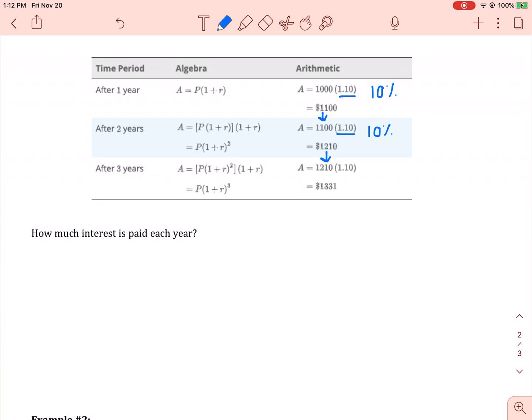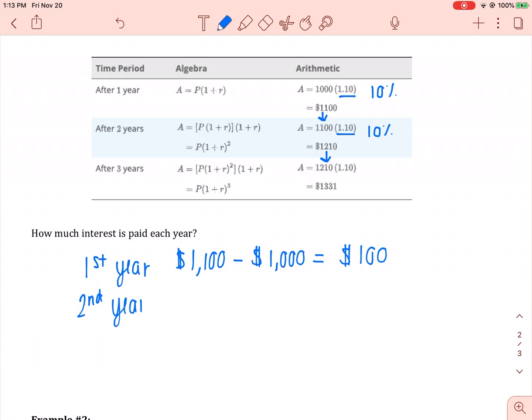Now the question is, how much interest is paid each year? So let's break it down. The first year, you have to pay $1,100, and the initial amount was $1,000. So your interest for the first year is $100. Okay, pretty standard. For the second year, you're now paying $1,210 minus what was put in, $1,100 from the previous year, you know, that arrow. So interest for your second year is actually $110. Ooh, paying more interest.